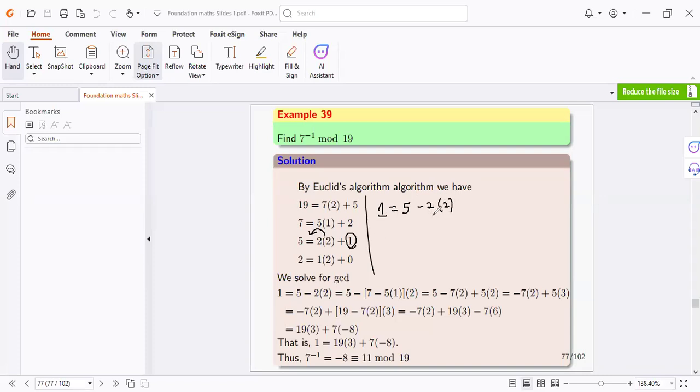Then I substitute this 2. This 2 was the remainder, this remainder here. What does this 2 become? This 2 is the same as 7 minus 5 multiplied by 1. So what I have here is that 1 is equal to 5 minus, instead of this 2, I write 7 minus 5 multiplied by 1, and then close the bracket, there's that 2 outside.